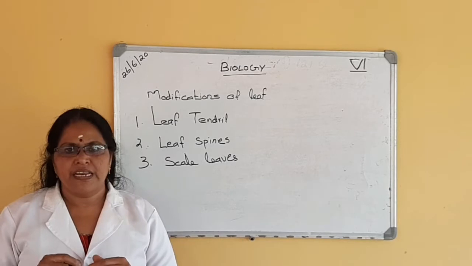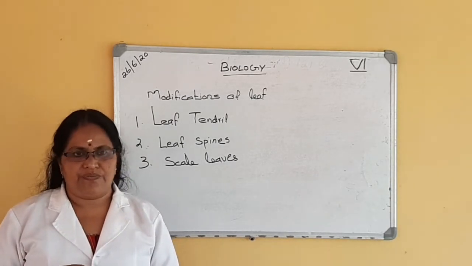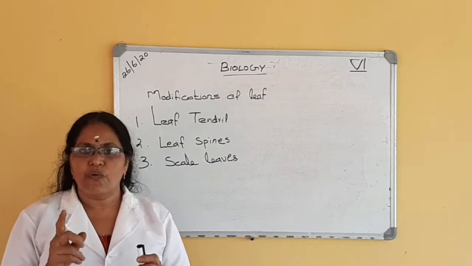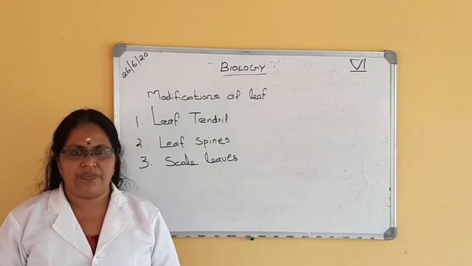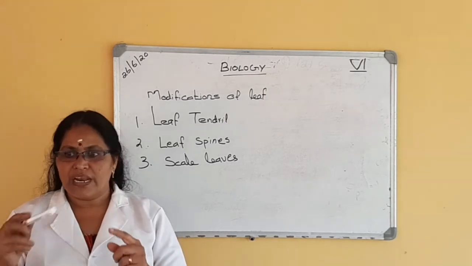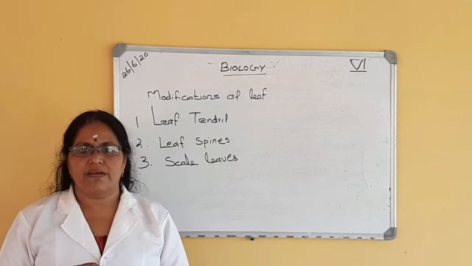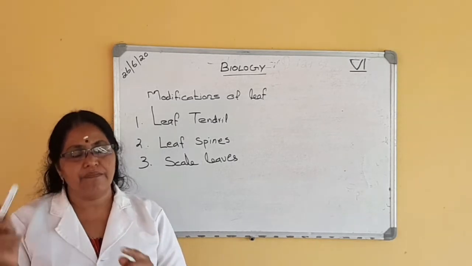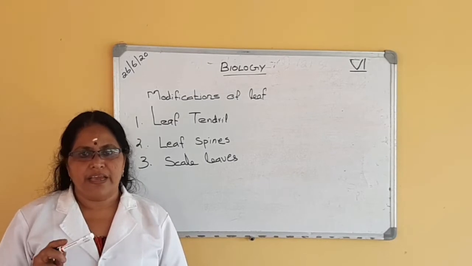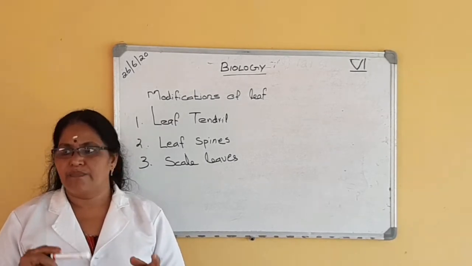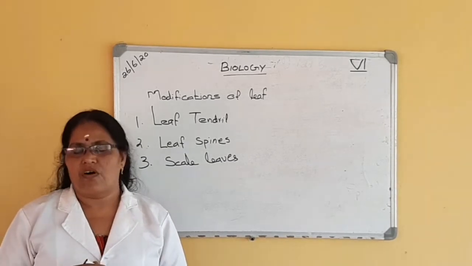You might have seen in some plants like climbers and creepers, there will be some spirally coiled structure to coil around the support. When they touch a support, when they touch any other plant or any branch of a plant, they coil around it and they provide support. So this is called tendril.